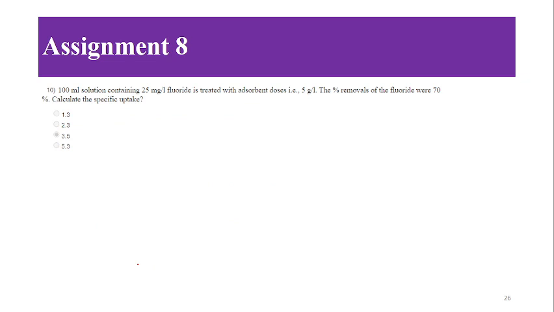Next question. In the eighth assignment, the question was: 100 milliliter solution containing 25 milligram per liter fluoride is treated with adsorbent doses, that is 5 gram per liter. The percent removal of the fluoride was 70%. Calculate the specific uptake.